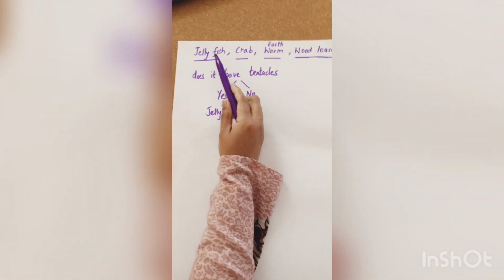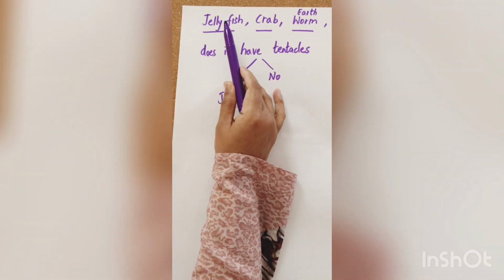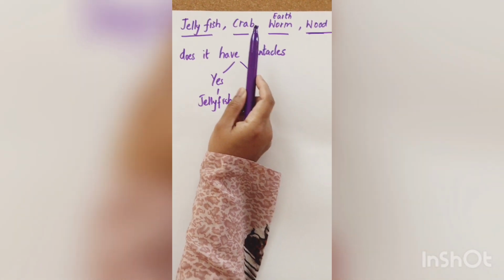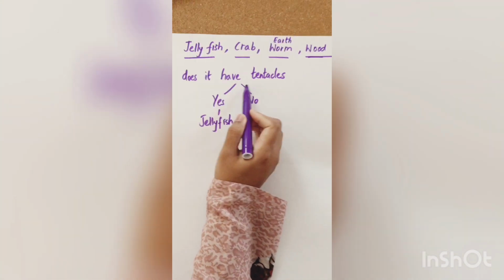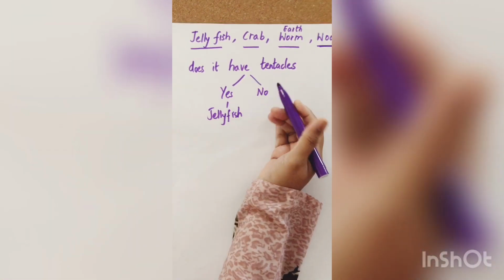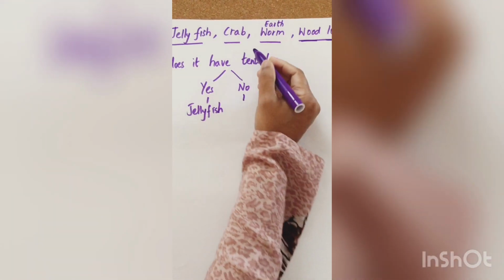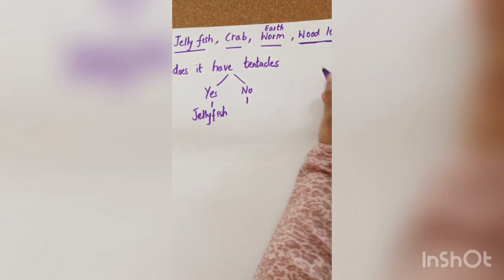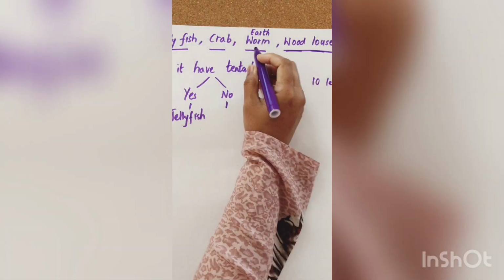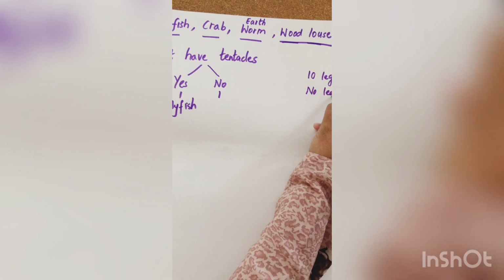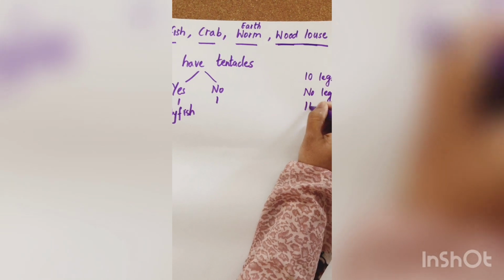Let's try one more example. Jellyfish, crab, earthworm and woodlouse. So when coming to write the keys of these animals, you should choose the unique characteristics of these animals. Like here, does it have tentacles? Which one? Yes, it's the jellyfish. And now we have three animals left here. So here, coming to the legs. For example, I told you already that the crab has 10 legs. Earthworm, no legs at all. It's a worm. And woodlouse is a creature that has 14 legs.